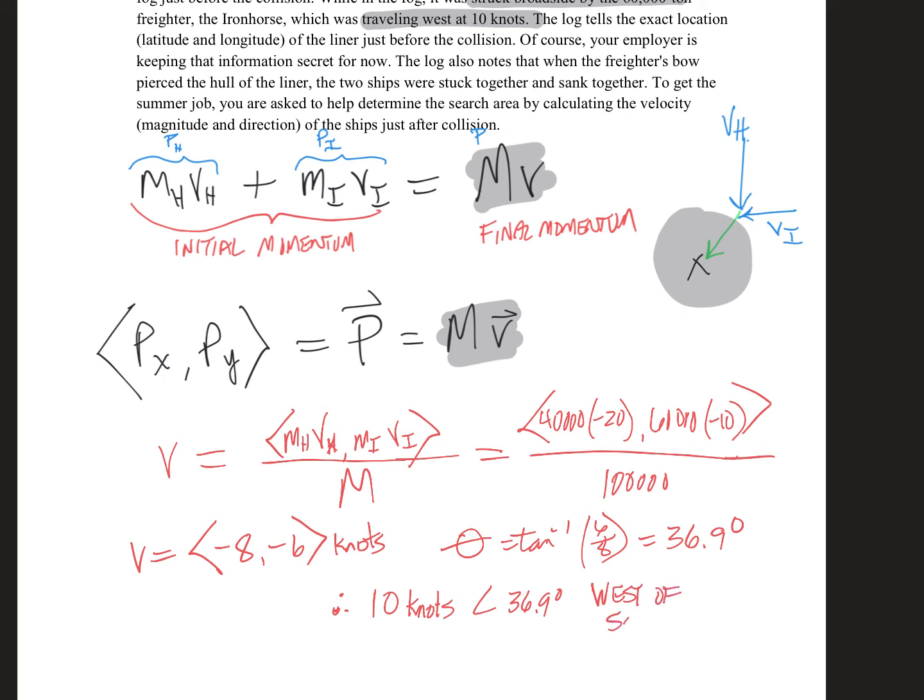of south. And that's the thing you've got to be careful of, this y over x business. All right. And so that's how we do it. So then it would go 10 knots.